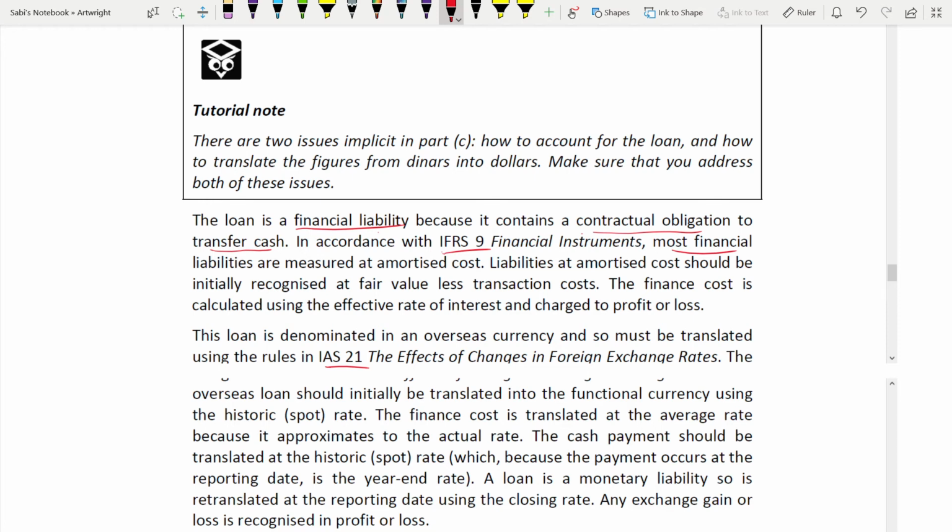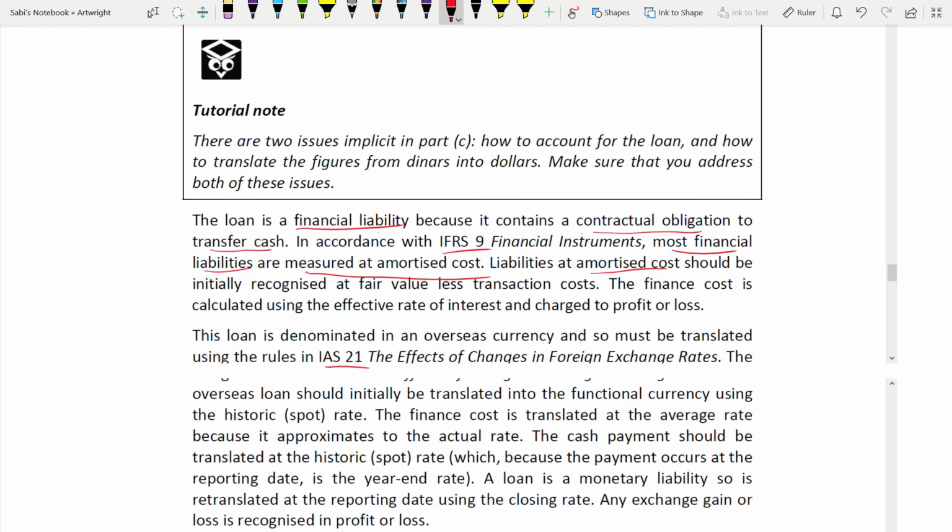Most of the financial liabilities are measured at amortized cost. Remember that most of them are measured at amortized cost unless you are selling it before the time period. Then you are using another measurement model. But this you are keeping for 2 years, so amortized cost. So when it is liabilities at amortized cost, use your knowledge of IFRS 9. You need it. Looking at exchange rate, don't think you don't need IFRS 9, that only IAS 21 will do, that you just convert.